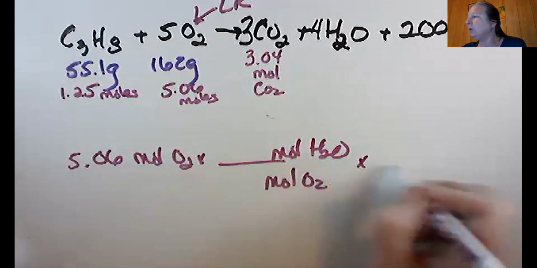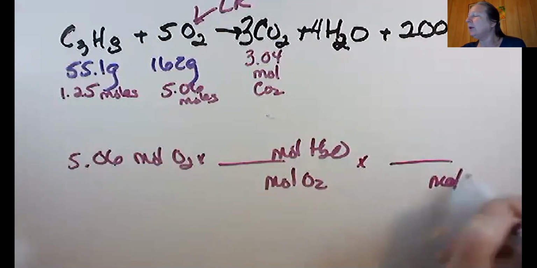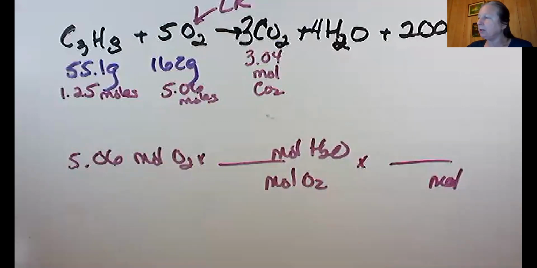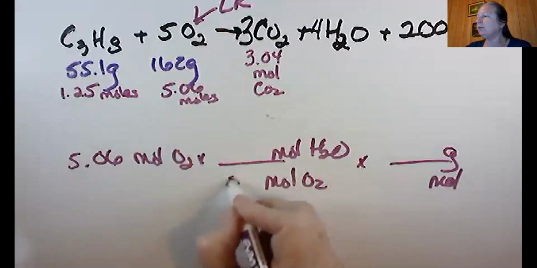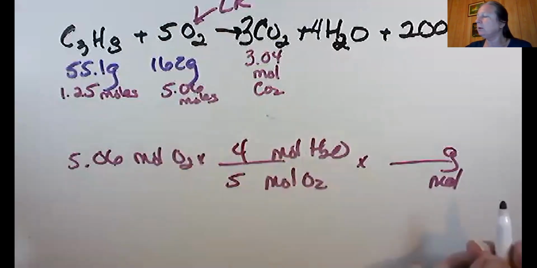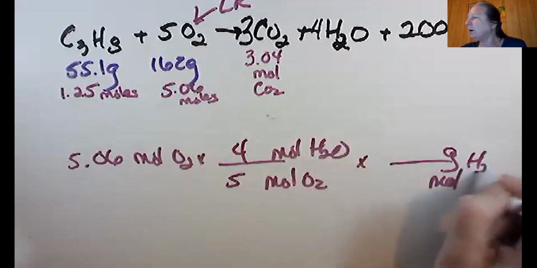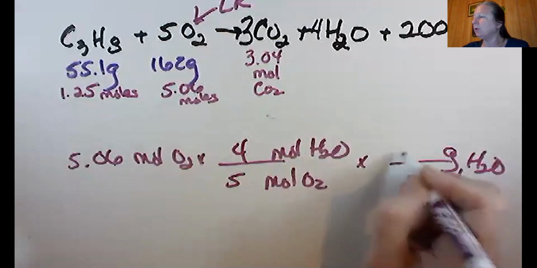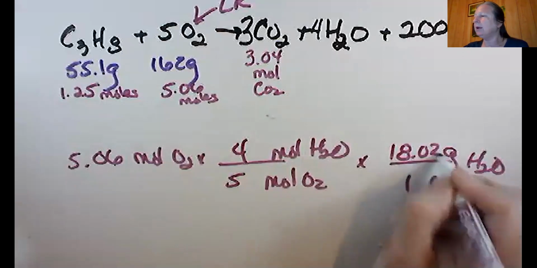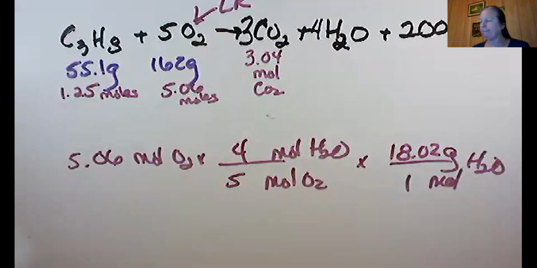And I'm going to go ahead and go to grams. Now that I know this is my limiting reactant and this is going to give me the final answer I actually want. So I have 5 moles of oxygen for every 4 of water. This is for water. I'm going to convert from grams to moles to grams, and I'm just going to do this in one fell swoop.